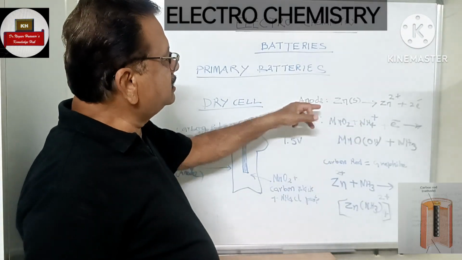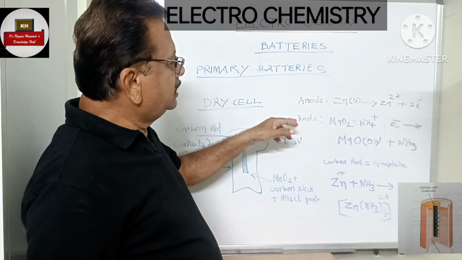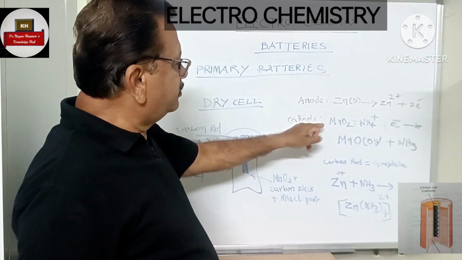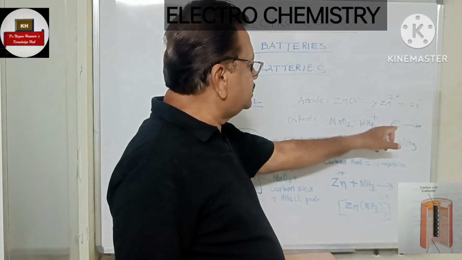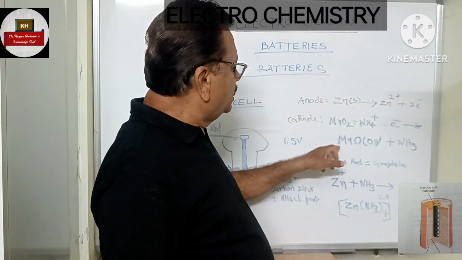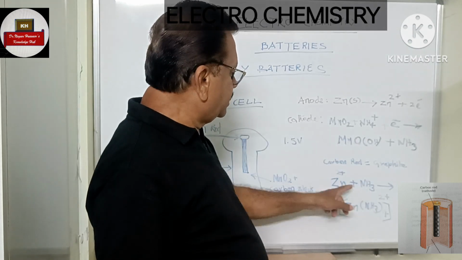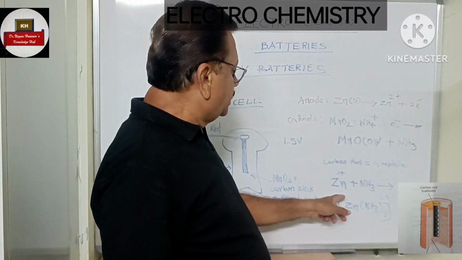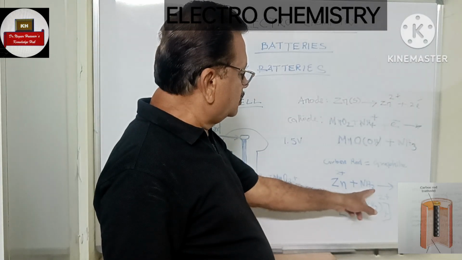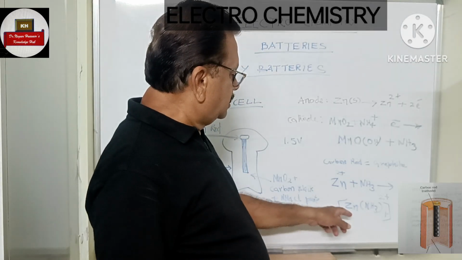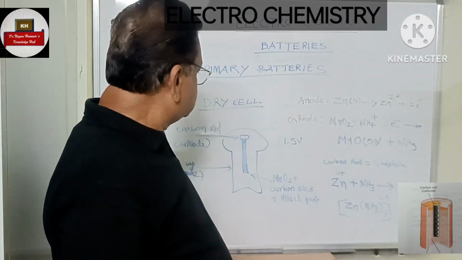The reaction at the anode is zinc getting oxidized to Zn2+ plus 2 electrons, and at the cathode MnO2, where Mn is 4+, gets reduced, with NH4+ plus electron. Then it forms a complex MnO(OH) plus ammonia. This ammonia reacts with Zn2+ and forms the zinc tetraammine 2+ ion. It forms like that. So this is a dry cell.